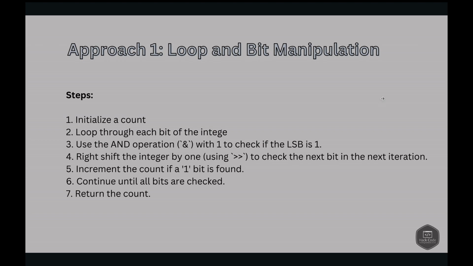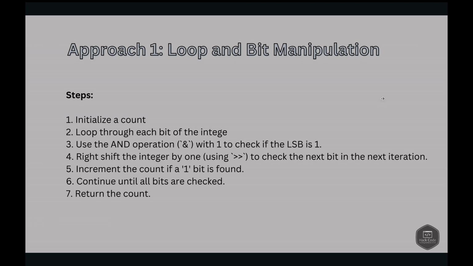So what are the steps? First we initialize the counter variable to 0 and then we loop through each bit of the integer using a for loop or a while loop. In each iteration we use the AND operation with 1 to check if the least significant bit is 1. Then we right shift the integer by 1 using the right shift operator to check the next bit in the next iteration. After that we increment the counter if a 1 bit is found, and then we continue until all bits are checked. After that we return the count.